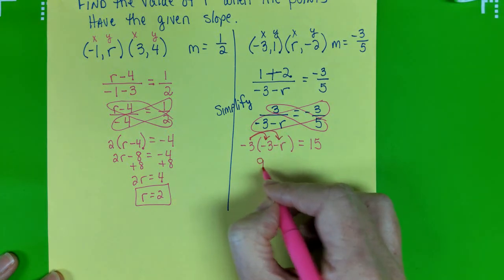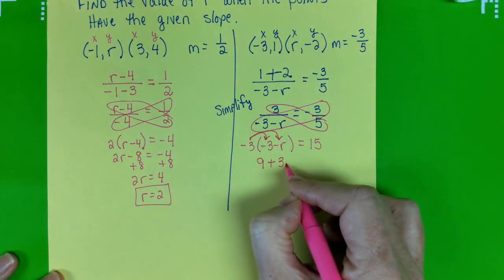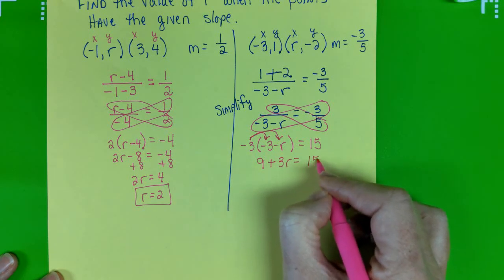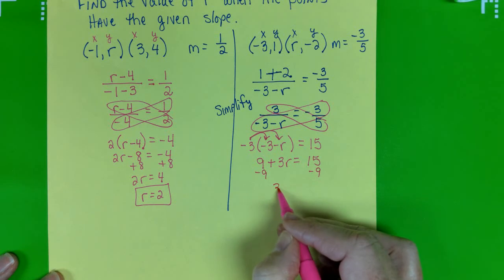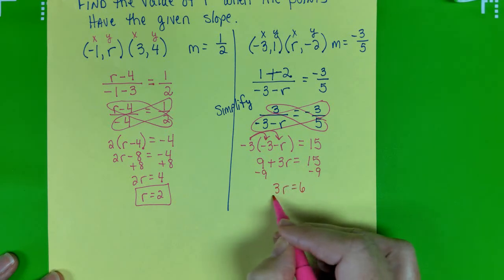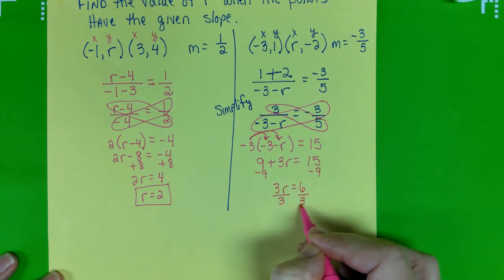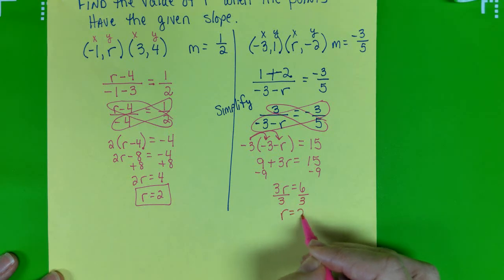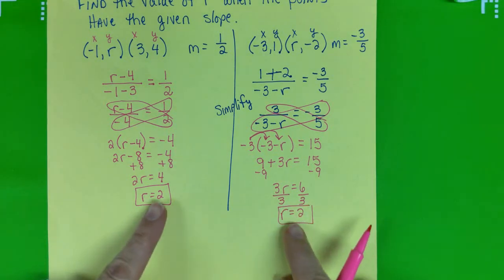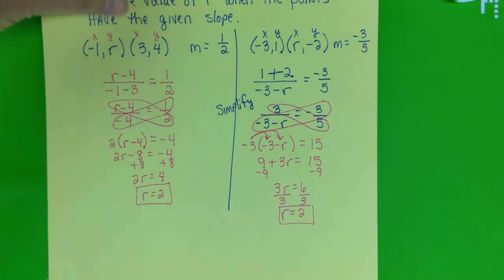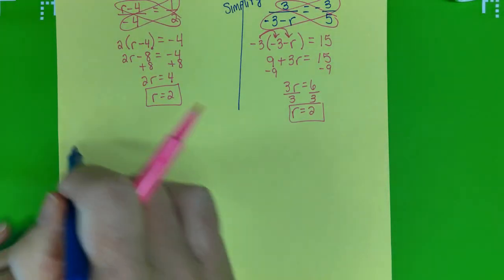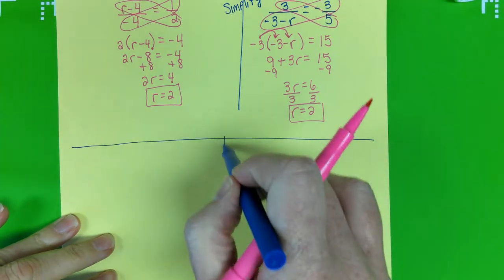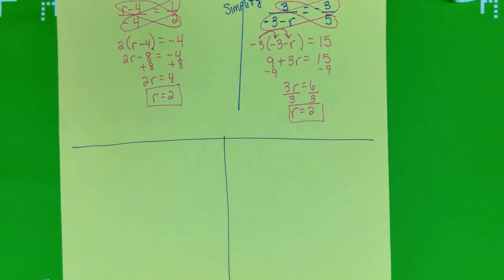So this would be 9 plus 3R equals 15. Subtract 9, 3R equals 6. Divide by 3, R equals 2. Now, it was just a coincidence that we got 2 on both of these. It's not going to always be 2. Okay? Now, if you think you're getting the hang of it, I'm going to give you two problems.